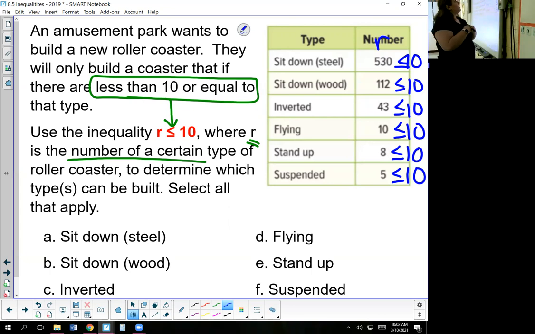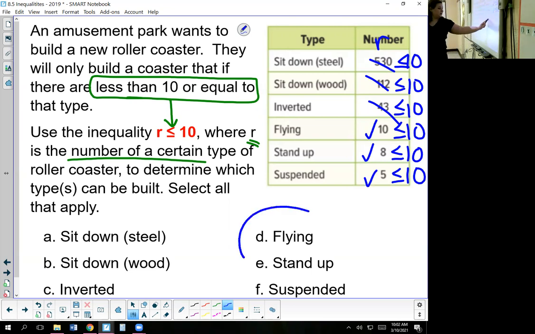Is 3 or 5:30 less than or equal to 10? No. No. No. Yes, because it's equal to. Yes and yes. So which one should I be selecting? These 3. These ones are more than the 10. Okay, so there's your answer. That's all you're doing is just figuring out which ones are true.